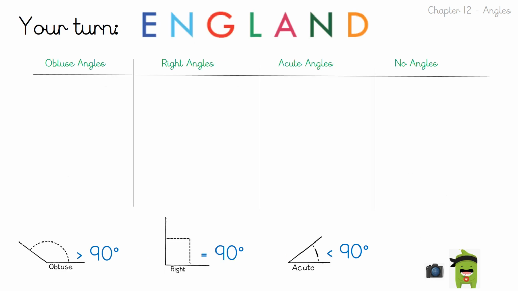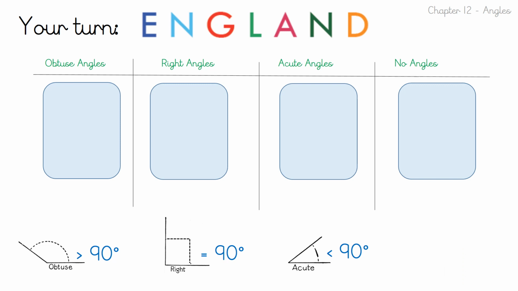Your challenge now is to do the same as we've done with maths but with England. Please write down the word and mark all the angles that you can see. Then place them or write them in the right column. You've got here the names of all the columns: obtuse angles, right angles, acute angles, and no angles. It could be that there are letters that have no angles. And you've got a small key underneath.